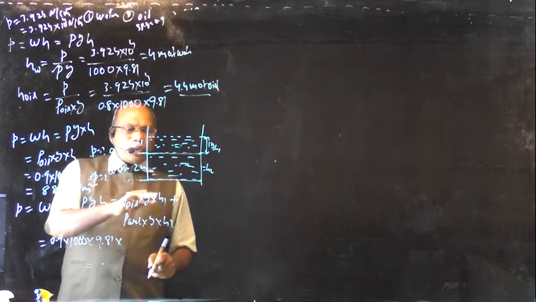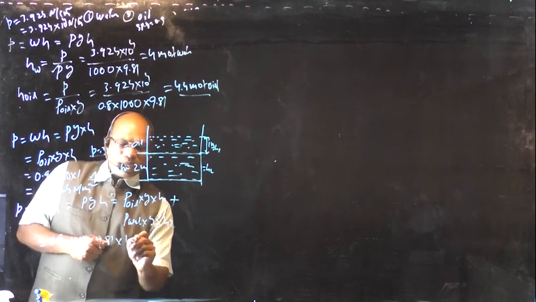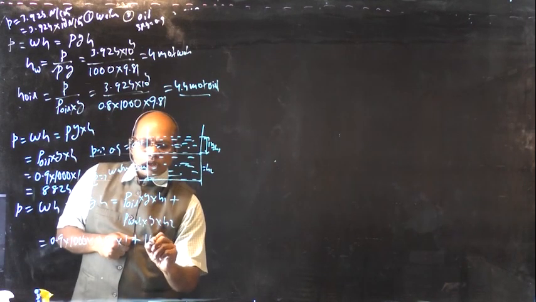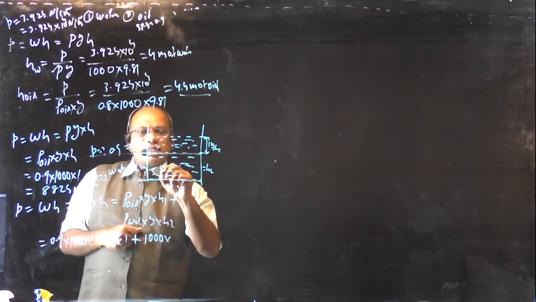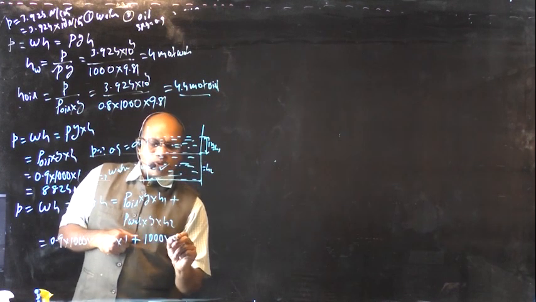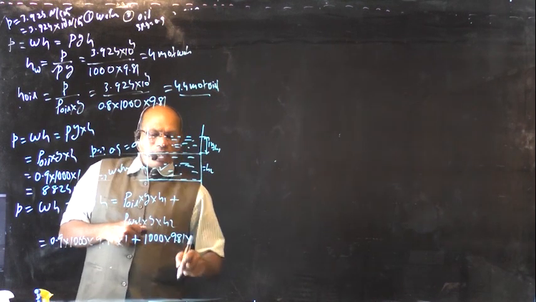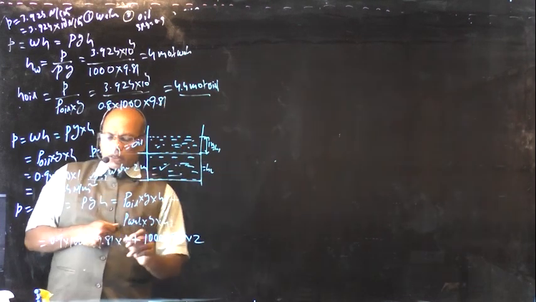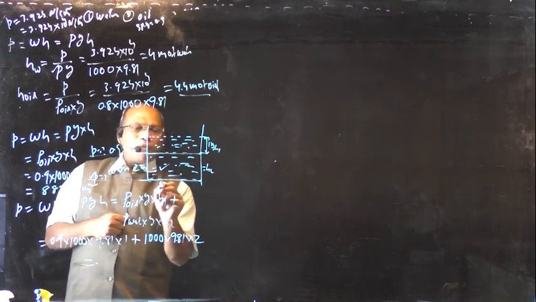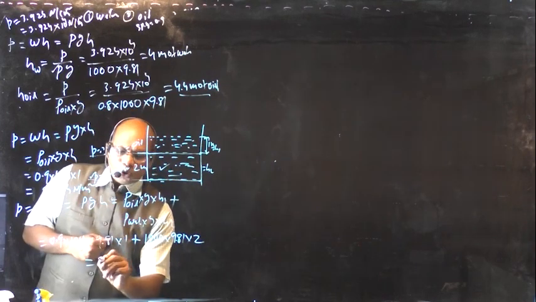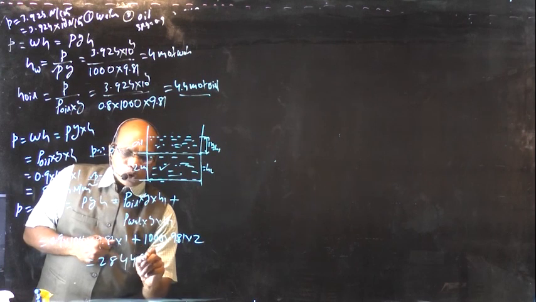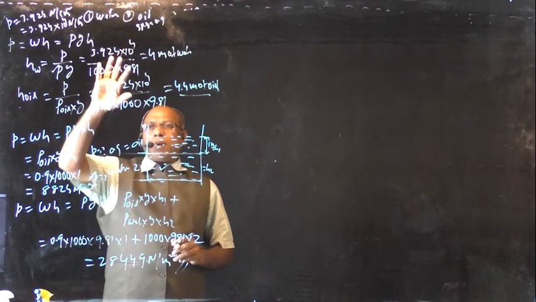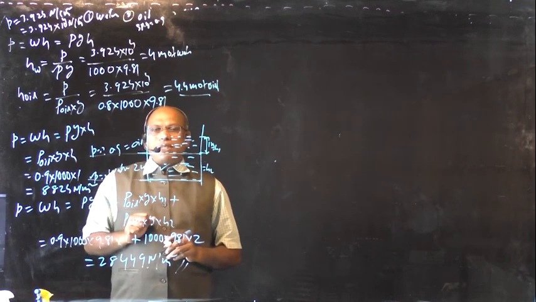9.81 into H 1 meter plus density of water, that is equal to 1000 kg per meter cube, because the liquid is water here, into G 9.81 into depth of water column, that is equal to 2 meters. Therefore, the total pressure acting at the bottom of the tank is equal to 28449 Newton per meter square. Right? These are the problems related to pressure measurements.